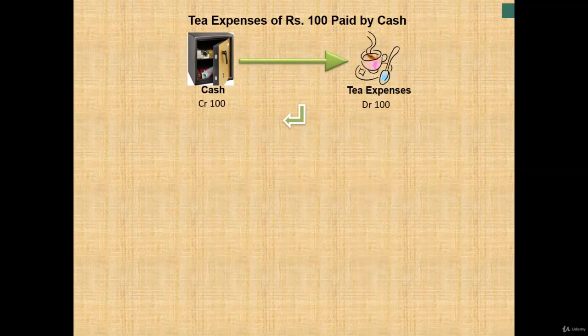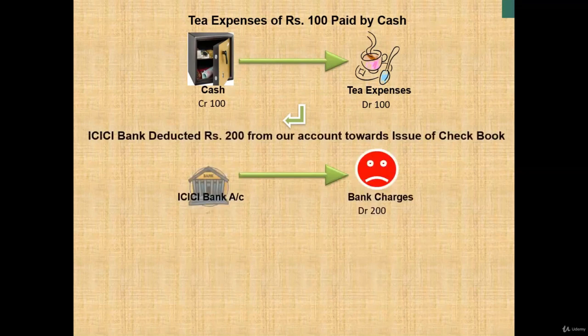Now our next transaction is tea expenses of rupees 100 paid by cash. So tea expense is my nominal account and the expenses will be debited as per the rule. So tea expense account debit to cash account, as cash is a real account and it is decreasing.